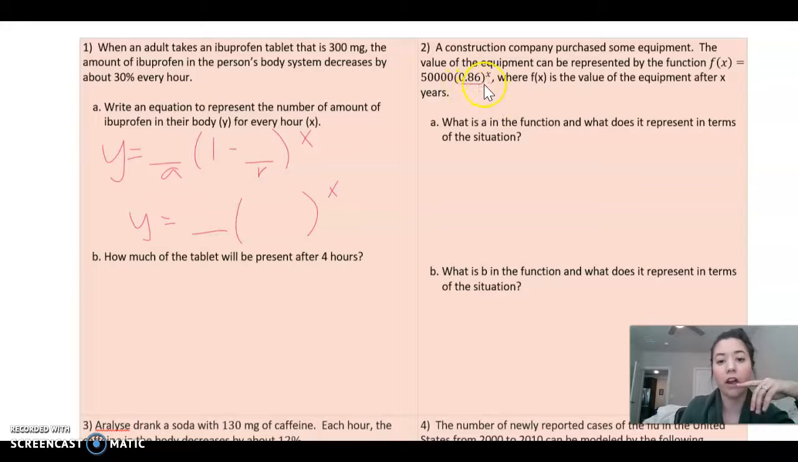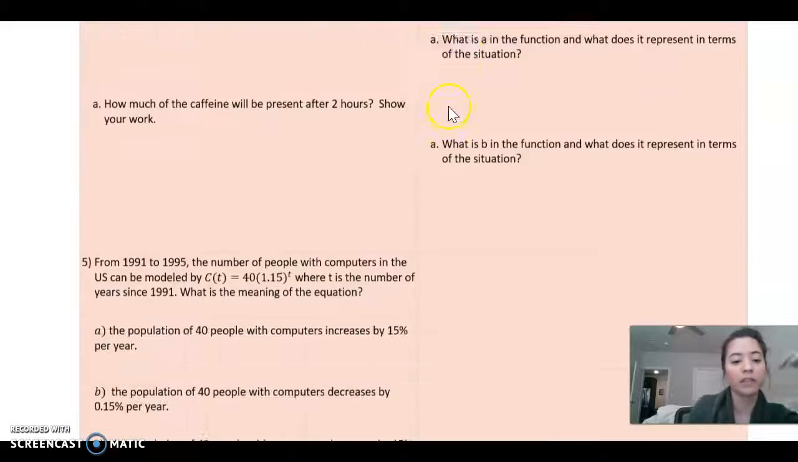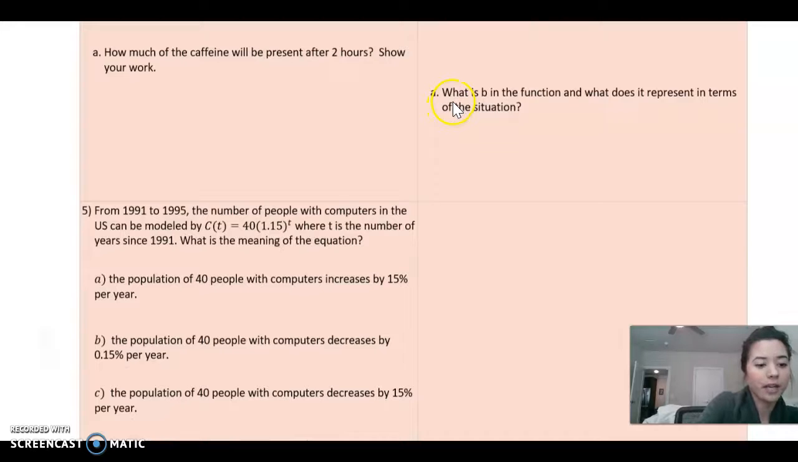This one, you need to figure out what was the percent before this. So do 1 minus 0.86, and then change that to a percent. This one down here is a growth, so be careful. Message me when you're done.